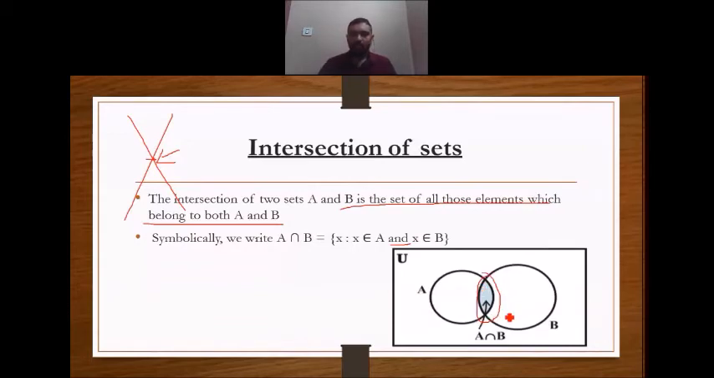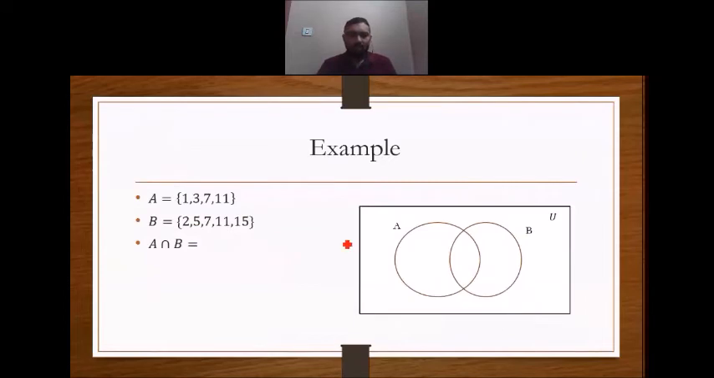Okay. So let us take one example. 1, 3, 7, 11. This is a set. 2, 5, 7, 11. What is the intersection? Intersection means which is common between both. So 7, 11 is common. So what will be there in the intersection? 7, 11. So 7, 11 is the intersection. So how do we write this in a pictorial form? Venn diagram. So you write here 7, write here 11, because this is the common part.